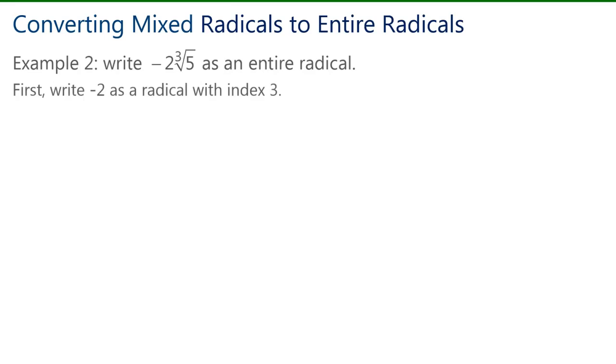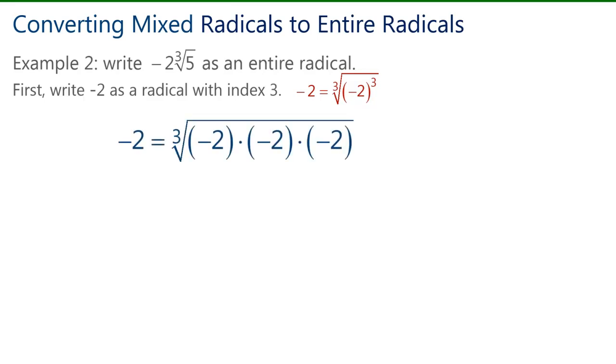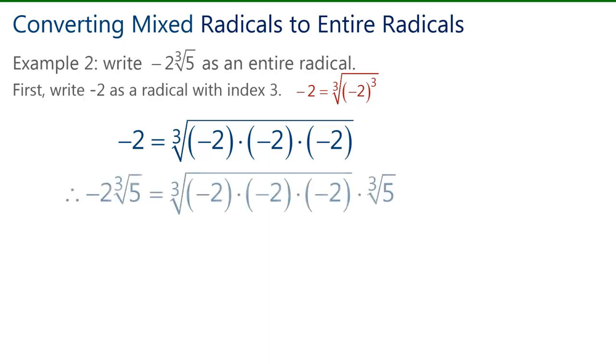First, write -2 as a radical with index 3. It is a cube root, so the index 3 is the engine behind the whole process. So -2 is the cube root of -2 all cubed. Notice the brackets. So -2 is the cube root of -2 times -2 times -2.